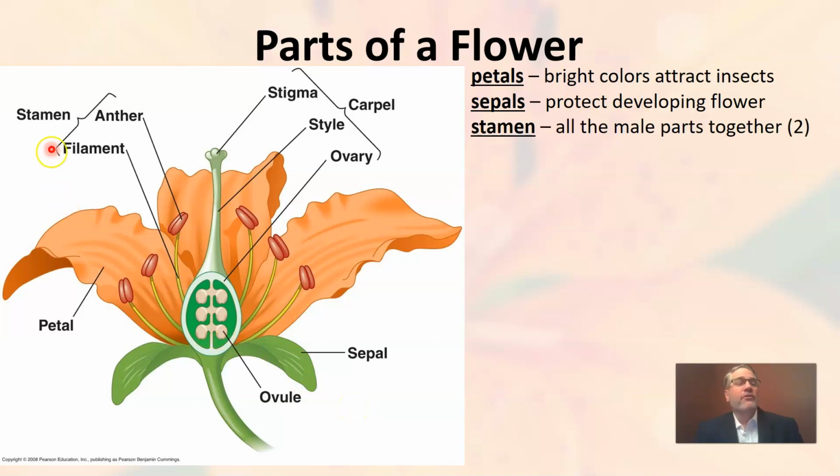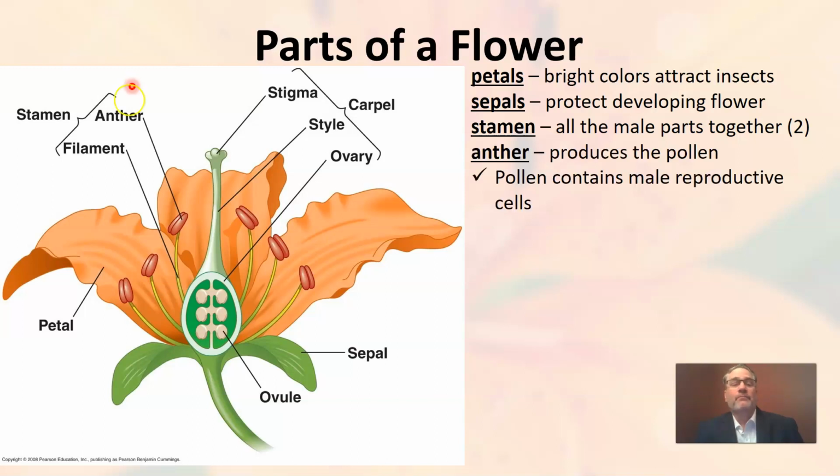So let's look at our stamen. We said that flowers have male and female parts. Our stamen is a name for all of the male parts in a flower, whereas our carpel, which we're going to see in a moment, is a name for all the female parts. So we have two male parts, an anther and a filament, but a stamen is just the word that lets us collectively refer to everything that's male in a flower.